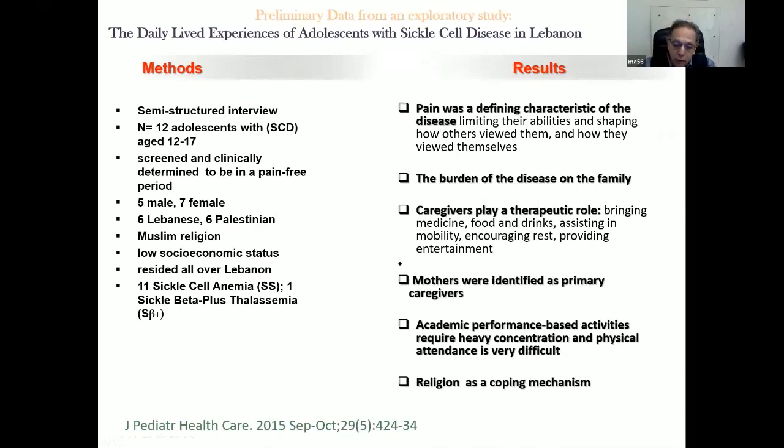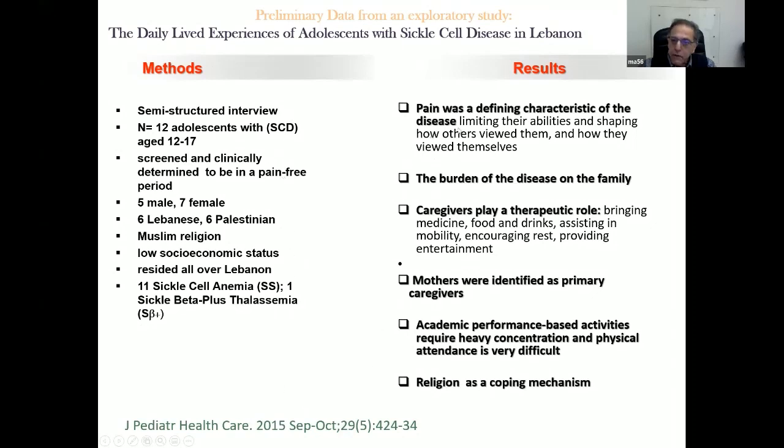Now, before SWAY in 2015, we carried out in Lebanon a study to look at the daily lived experience of adolescents with sickle cell disease in Lebanon. We chose 12 adolescents screened clinically. They were Lebanese and Palestinian. Most had low socioeconomic status. 11 were SS. And we conducted a survey.